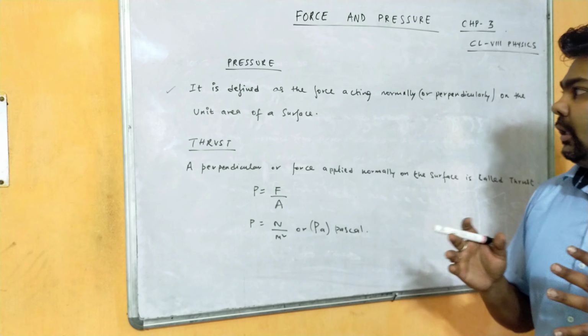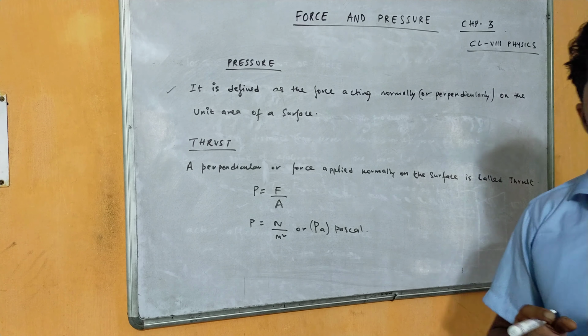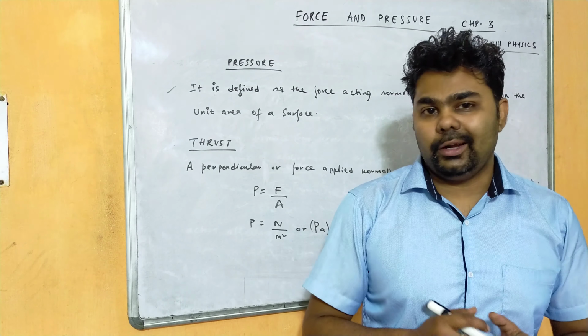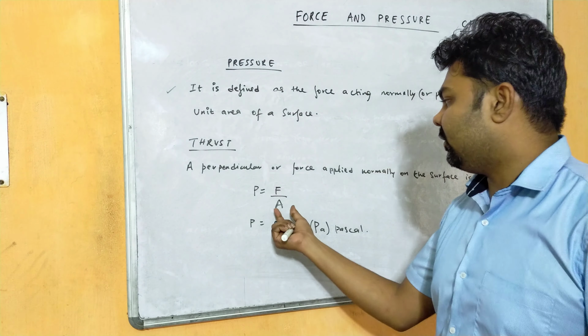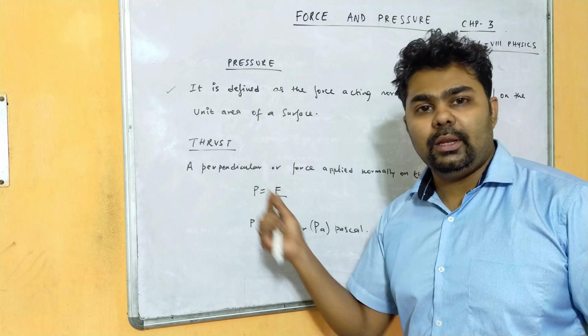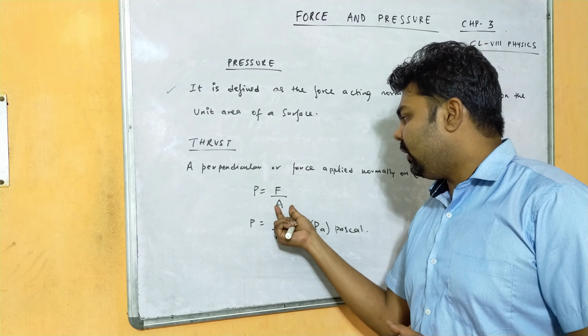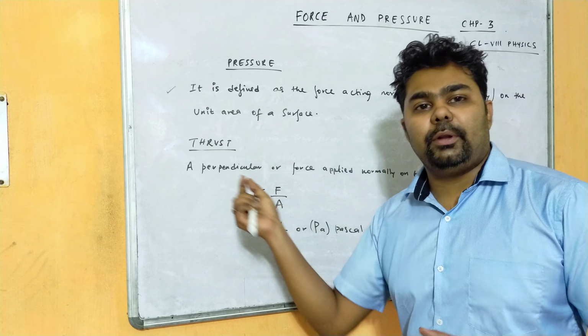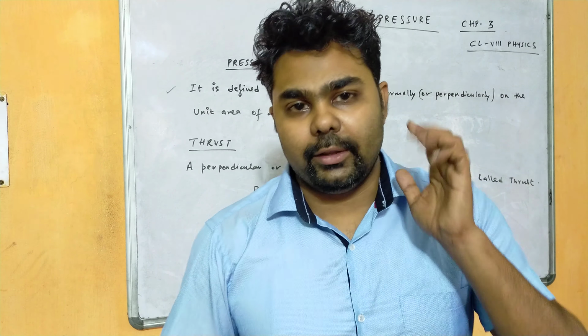And if I say how area and pressure are related to each other: if the area of cross section is more, the pressure applied will be less. Similarly, if the area of cross section is less, then the pressure applied is more. So let us give one example.